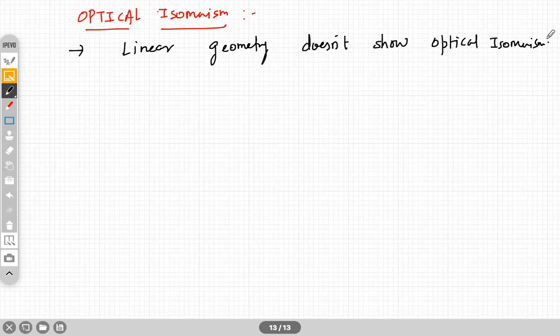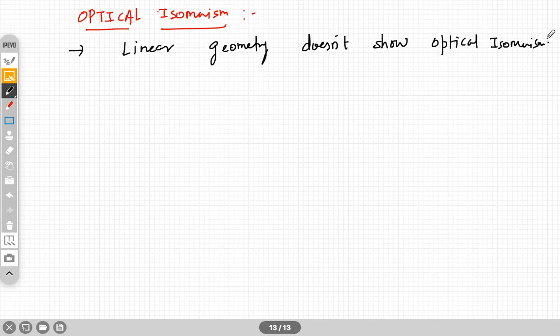Next one. If the complex contains an unsymmetrical bidentate ligand, then also optical isomerism may be possible. If all these things are there, then you can think of optical isomerism. Unsymmetrical bidentate ligand, then optical isomerism possible.